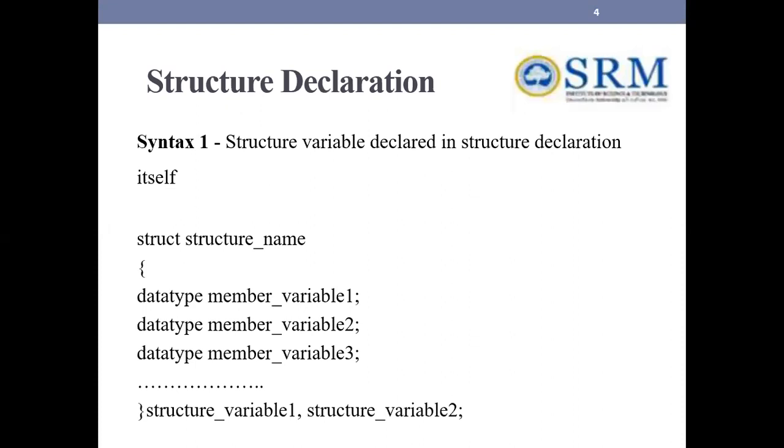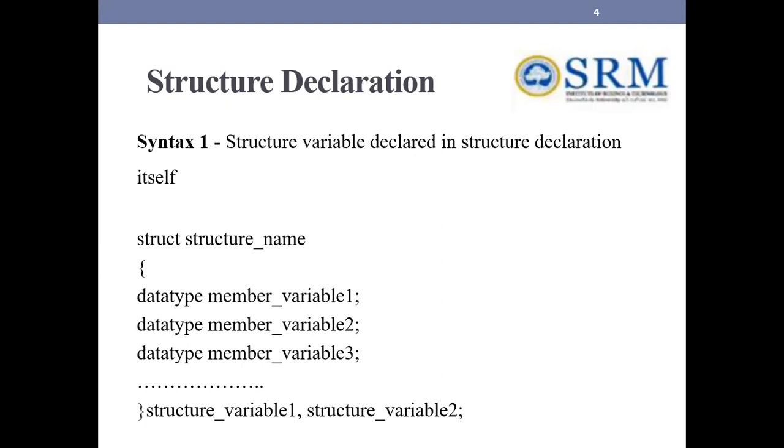Open curly brace and closed curly brace. Within this curly brace, we can define multiple variables of different data types. This variable is called member variable. Variable 1, variable 2, variable 3 are members of one structure, of different data types. So we can add n number of variables of different data types under one struct name.